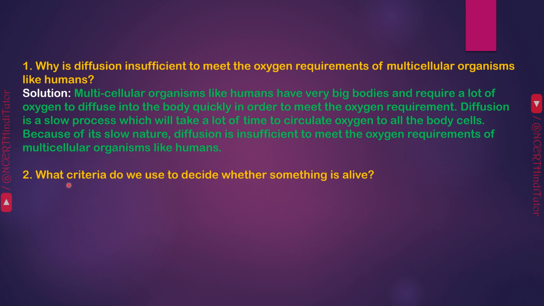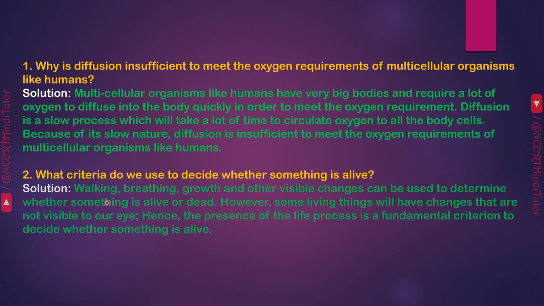Question 2. What criteria do we use to decide whether something is alive? Answer. Walking, breathing, growth, and other visible changes can be used to determine whether something is alive or dead. However, some living things will have changes that are not visible to our eye. Hence, the presence of the life process is a fundamental criterion to decide whether something is alive.